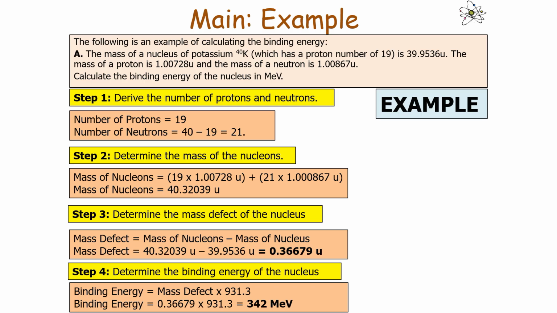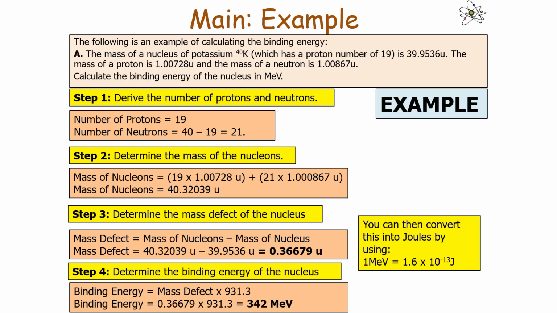So like I said before, you derive your number of protons and neutrons, you determine the mass of your nucleons, you determine the mass defect of the nucleus, and then you can determine the binding energy of the nucleus by multiplying your mass defect by 931.3. So in this case, our mass defect is 0.36679 times 931.3, which is 342 MeV. If you then wanted to, you can convert this into joules by using the equation 1 MeV is equal to 1.6 times 10 to the minus 13 joules. Now this tends to be a faster method than using the equation delta E equals delta m c squared.